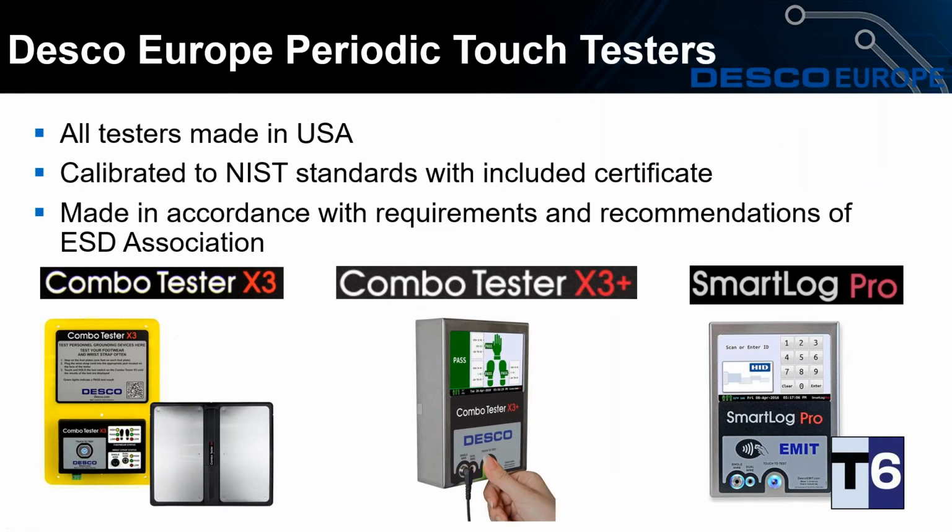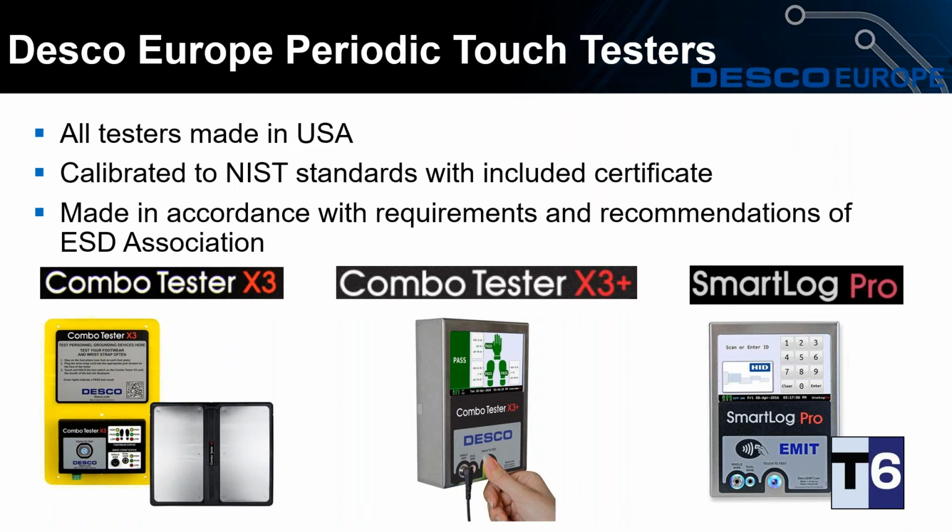So to provide a system solution to this access limitation requirement, DESCO Europe offers 3 periodic touch testers with access control capability. And you can see them on your screen now. These are the Combo Tester X3, Combo Tester X3 Plus, and the Smart Lock Pro.